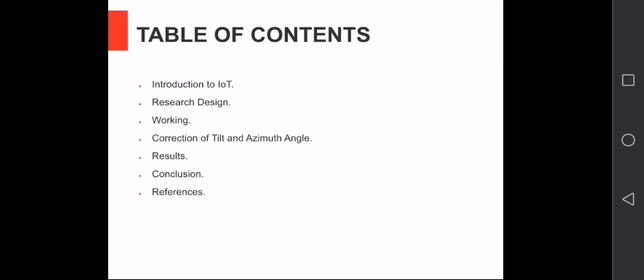The table of contents are listed below. As you can see, we're going to introduce you to IoT and the research design of the system, the working of the system. Finally, we are going to come to the theory part, that is the correction of tilt and azimuth angle. Finally, results and conclusions and references are stated.